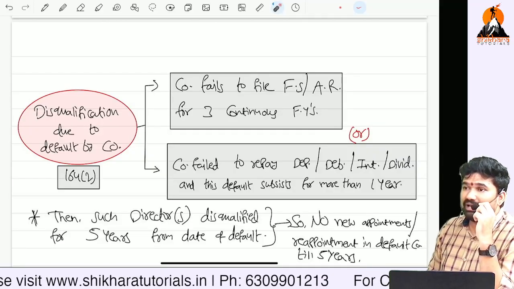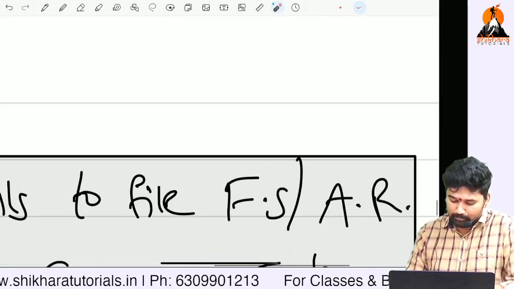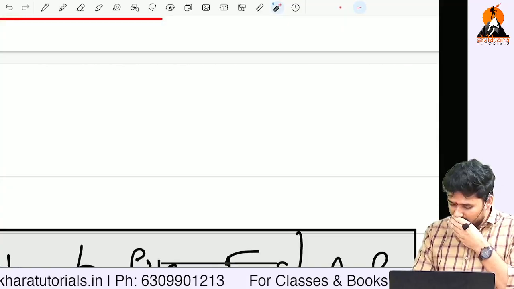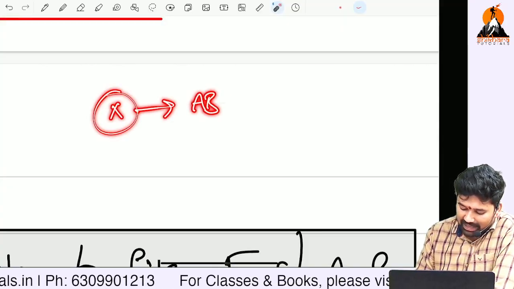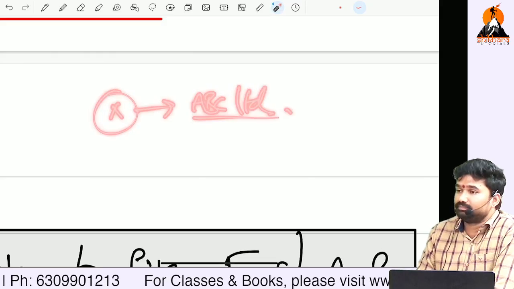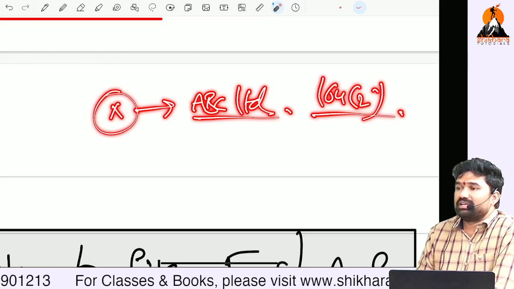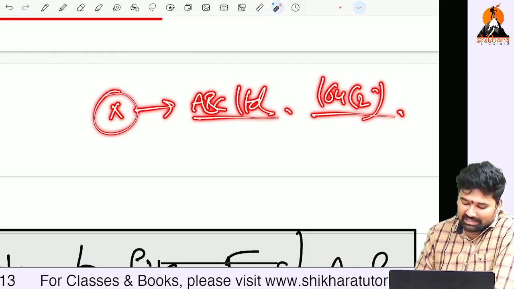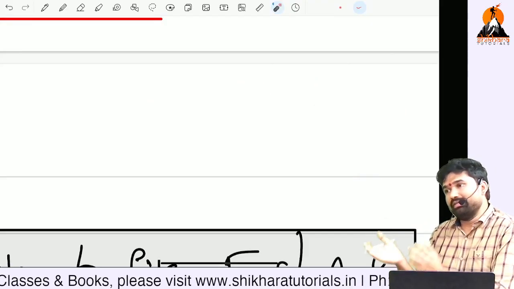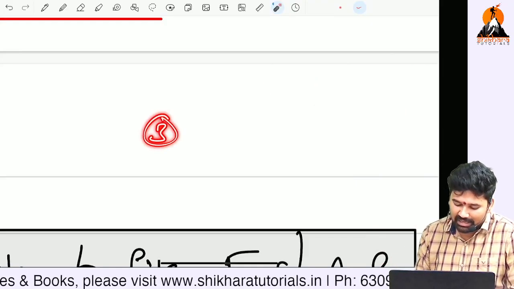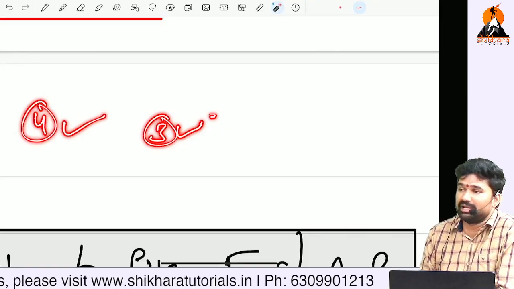Existing compliant directorships. Say for example, X is a director in ABC Limited, and for that company 164(2) disqualification attracts. X is also a director in 3 other companies. Along with ABC Limited, he is a director in 3 other companies simultaneously. So how many directorships is he holding?